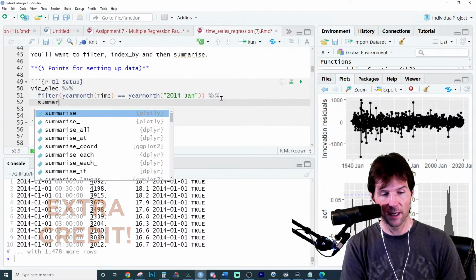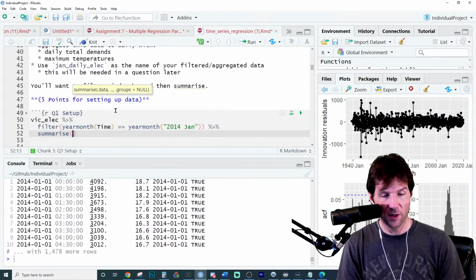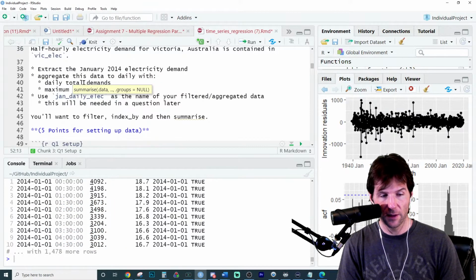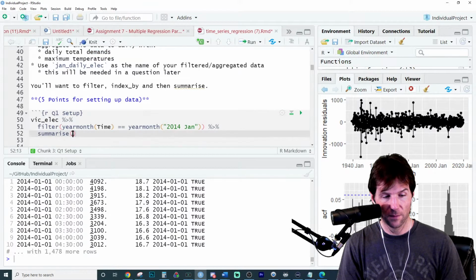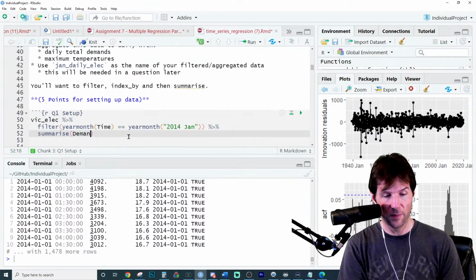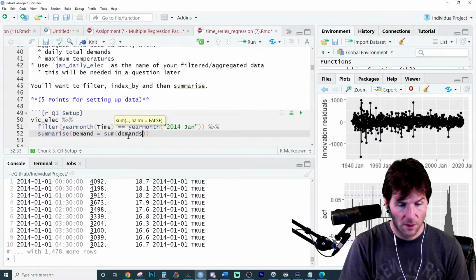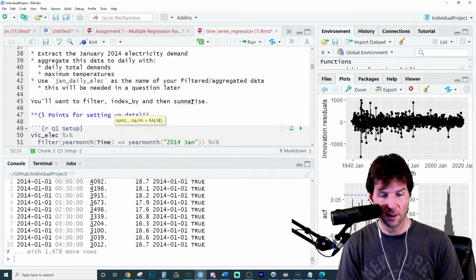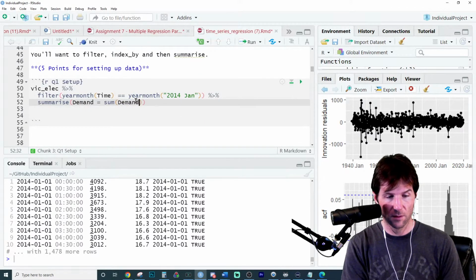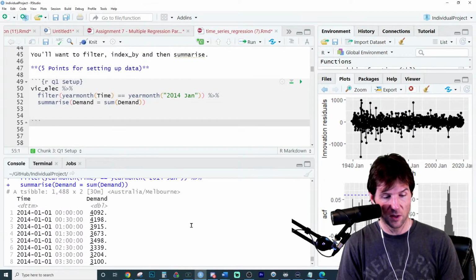And let's go to summarize. And with the summarize right here, let's go ahead and take, like it says, aggregate right there. Let's go ahead and take the demand and get the daily demand and do the sum. Let's go here and say demand equals sum of demand. It's demand. I think it's just demand. And there we go. There's the sum.